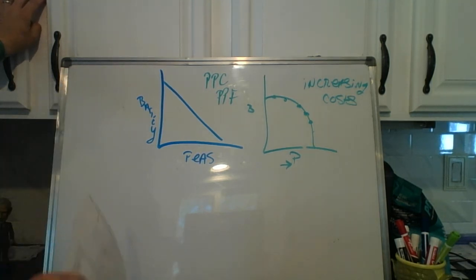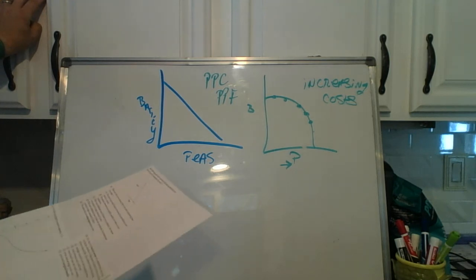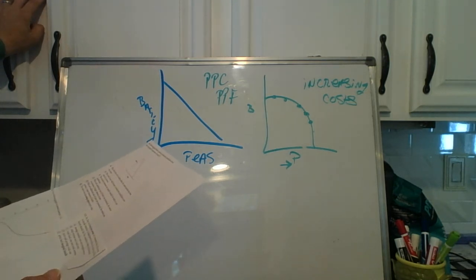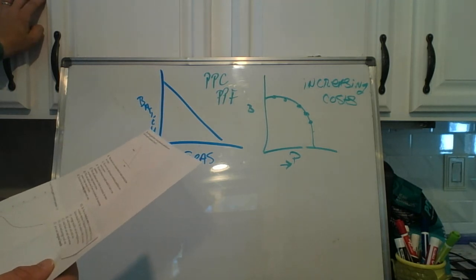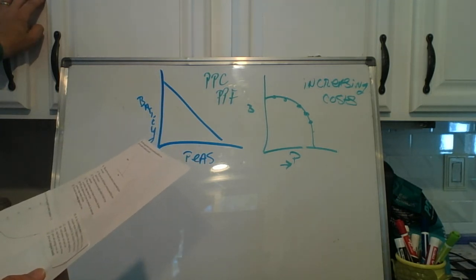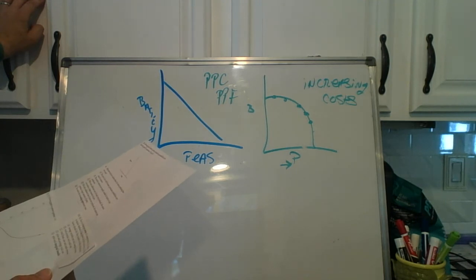Is he above or at minimum AVC? If he's below, he shuts down. If he's at, it's a coin flip. If he's above, keep going for now. So what choice says that? Average variable cost and marginal revenue. Sounds good because marginal revenue is price.